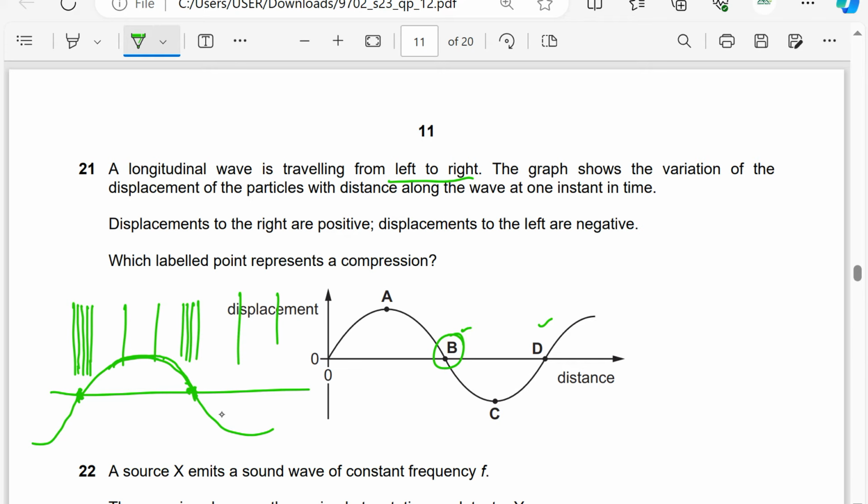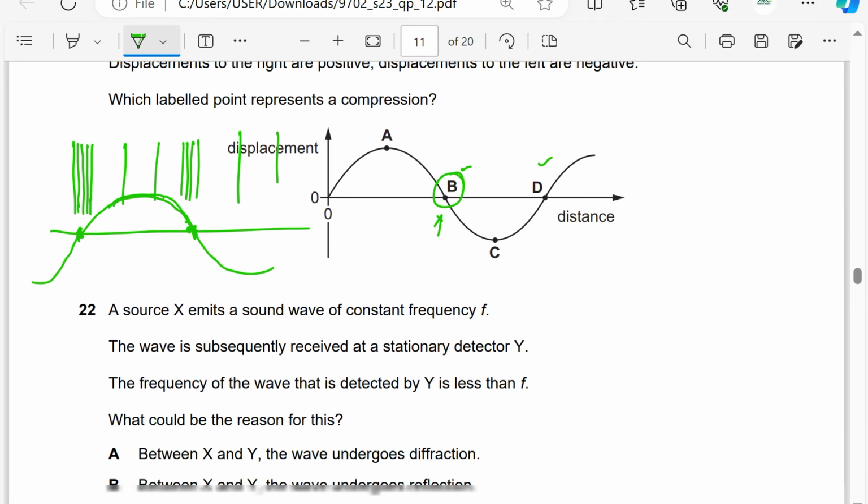The particles here are under much pressure. Remember, the graph shows the variation of the displacement of particles with distance along the wave at one instant in time. So the first compression that we shall encounter is this one at B, where the particles are under much pressure, that is zero displacement.